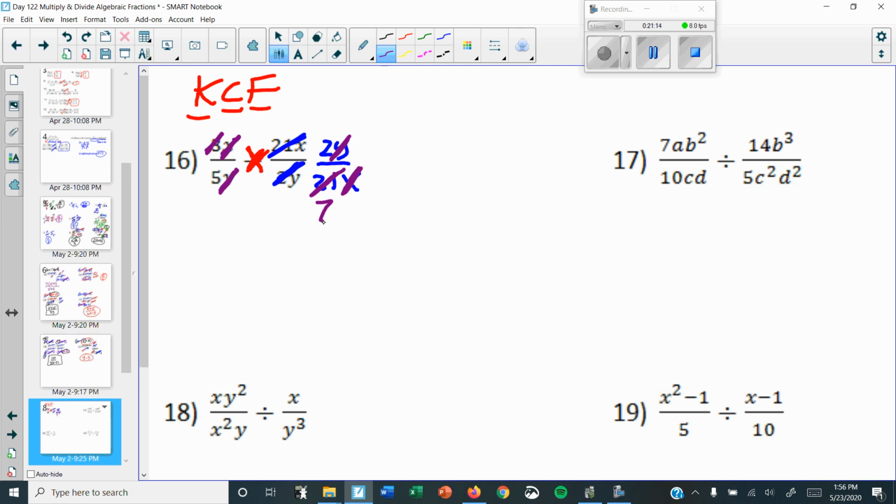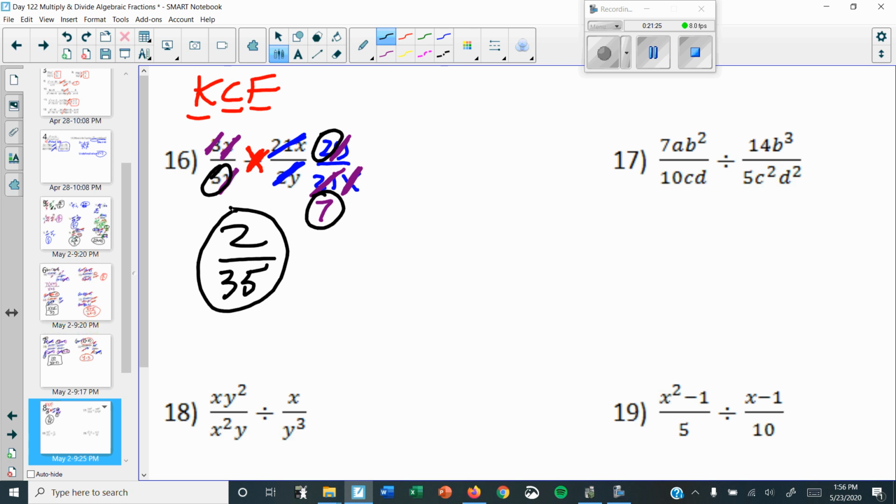So what are you left with now? You're left with a 2, a 5, and a 7. So 2 over 5 times 7 is 35. And there it is. So again, keep, change, flip. Keep the first fraction. Change division to multiplying. Flip the second fraction. But be careful because it's very, very easy to write something wrong. So you should always double check, saying, did I write it correctly? Yes, you did. So give them a cross off.